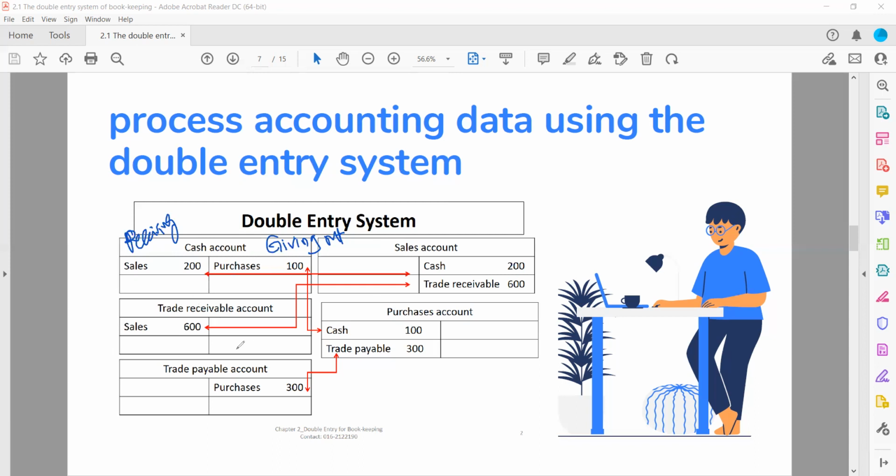If we buy the goods but don't pay immediately, that means we purchase on credit. Purchase on credit means debit the purchases account, credit trade payable. Trade payable, in business terms, we call supplier. So, clear with the debit and credit? Now let's move on.